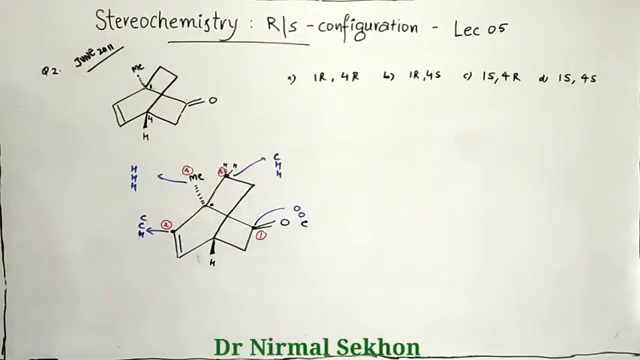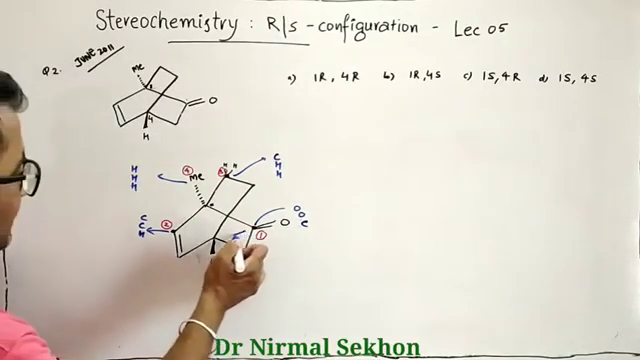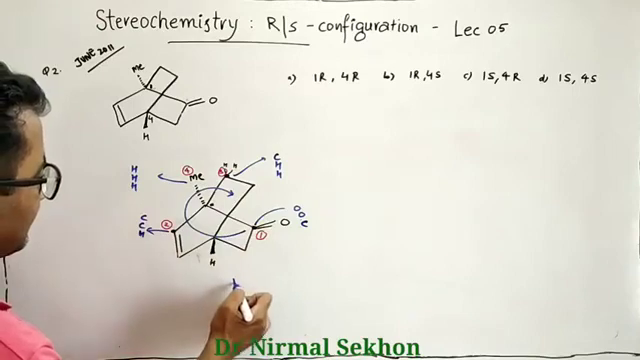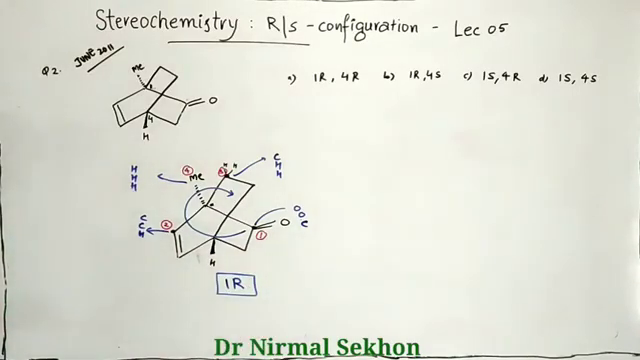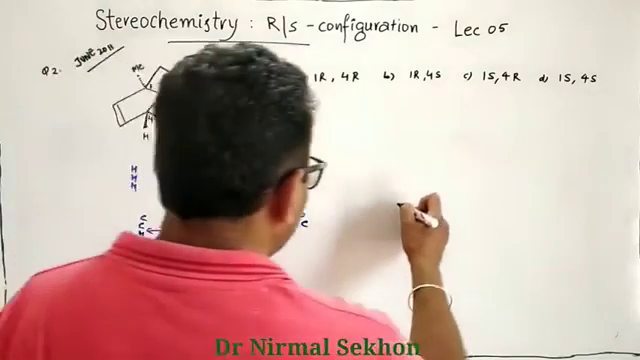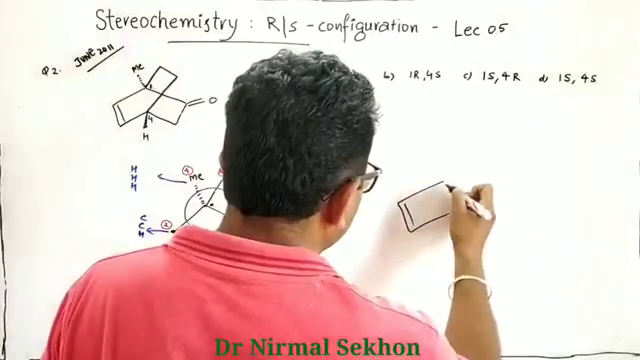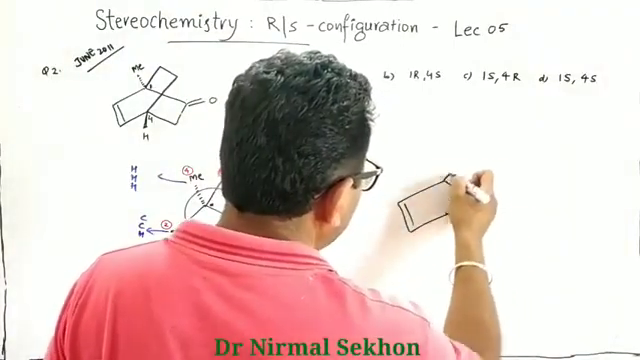Number 4 group is below the plane. It's very good. Just rotate your eyes from 1 to 2 to 3, it becomes R. So 1R. Okay. Then you will move to number 4. For 4, you will again redraw the structure like that.